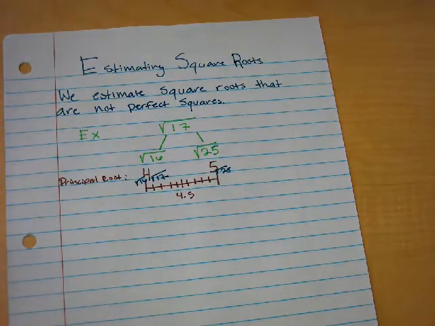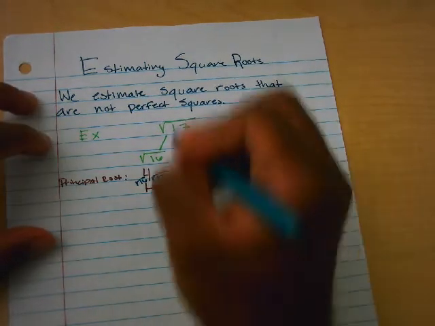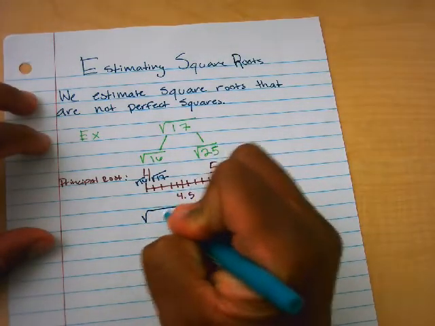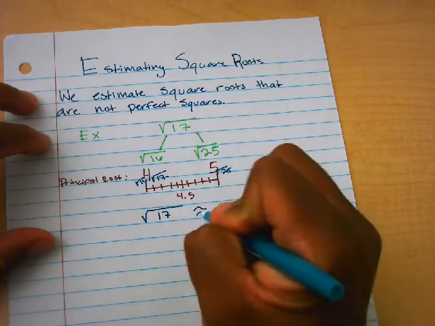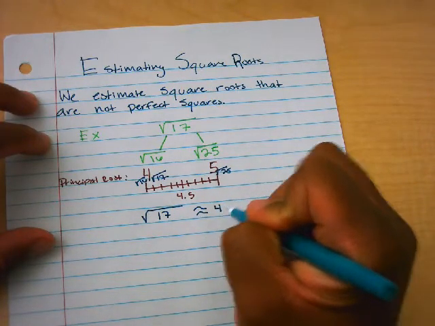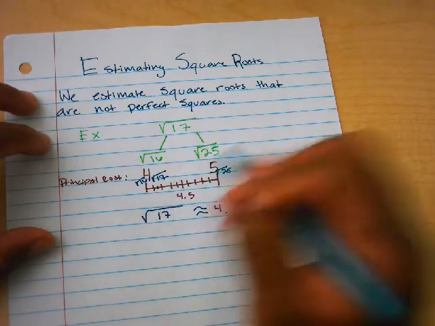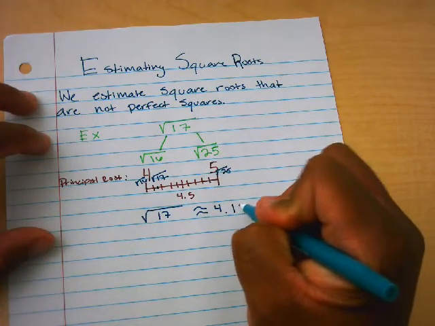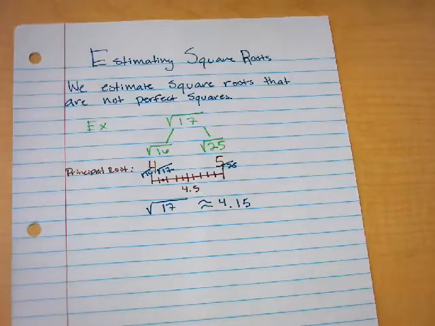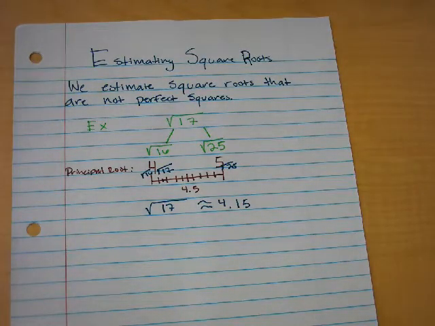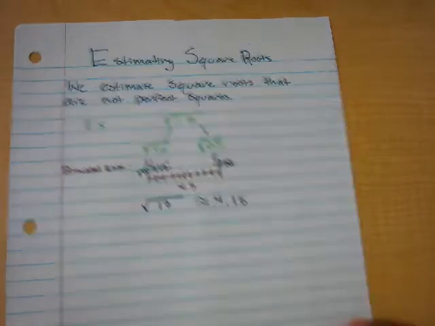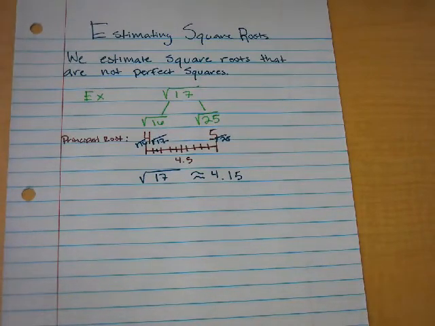And so generally, I can say the approximate value of the square root of 17 is about 4.15. It's about 4.1, close to 4.2, but we don't know for sure. We're not guessing, we're estimating, or approximating, what we think the square root of 17 is. And in this case, I think it's around 4.1.